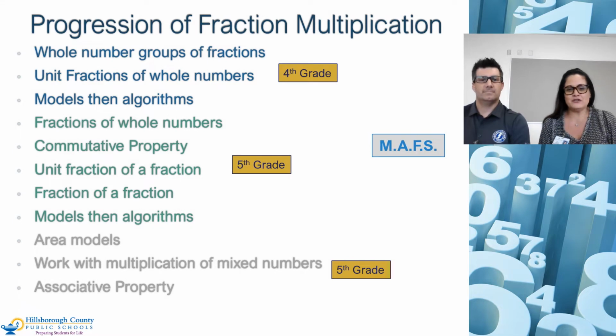We hope that you had great conversations around the task that you just did. Throughout the PowerPoint today, we probably will be referencing that task, so keep it close at hand. A little bit about the progression of fraction multiplication. You can see here that in fourth grade specifically, we focus on whole number groups of fractions, unit fractions of whole numbers, models, then algorithms.